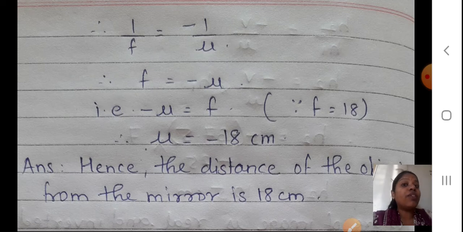What is the value they have given? 18. Right. So u will become minus 18 centimeter. Okay students, hence distance cannot be negative. So students, hence the distance of the object from the mirror is 18 centimeter. You have to remove the negative sign and you will write the answer in positive.